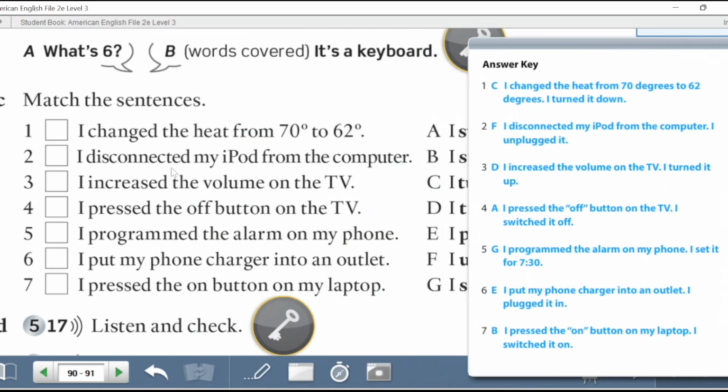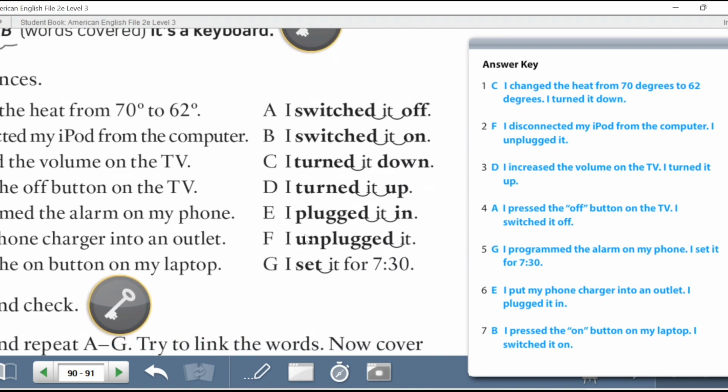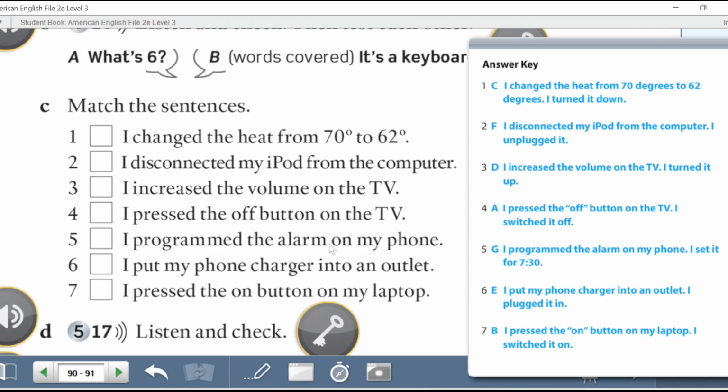گفته که I disconnected my iPod from the computer. من دیسکانکت کردم آیپدم رو از کامپیوتر. حالا بخوایم کوتاه بگیم چی میگیم؟ میگم I unplugged it. I unplugged it. پس اینجا پارت E میشه unplugged. ببخشید پارت F. پس plug میشه وصل کردن، unplug میشه قطع کردن. I unplugged it. خب ببینید ایت رو آخر آورده.